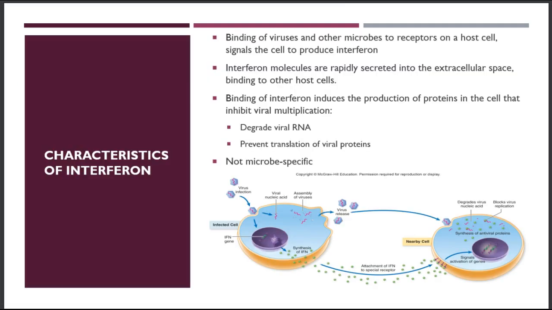So looking at just the general characteristics of interferon, this diagram is from your text, and it illustrates the effects of interferon in a viral infection. So we can have a virus or another microbe, it doesn't have to be a virus, that is going to bind to those receptors on a host cell. And that initial binding is going to signal to the cell to produce interferon.